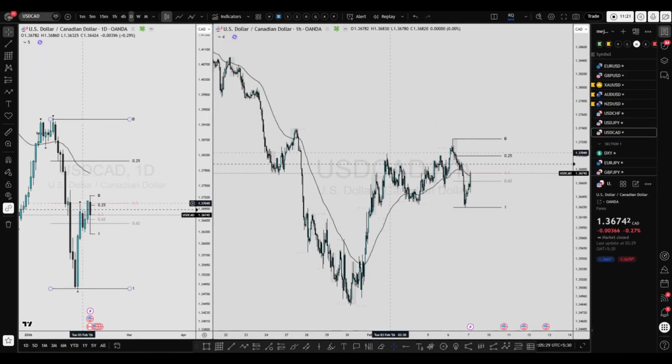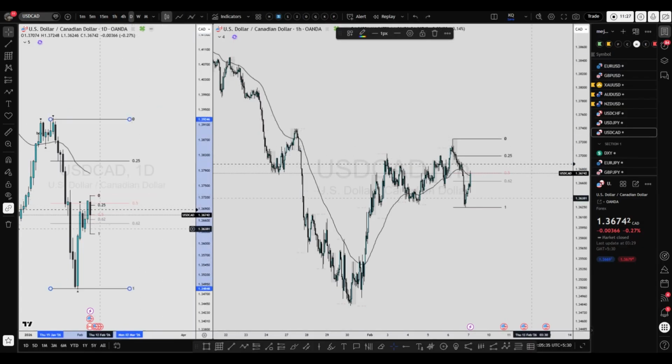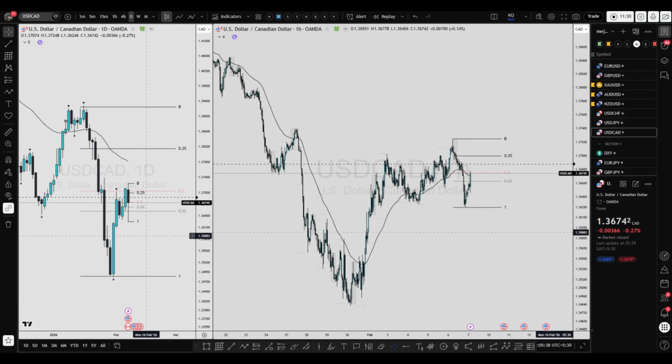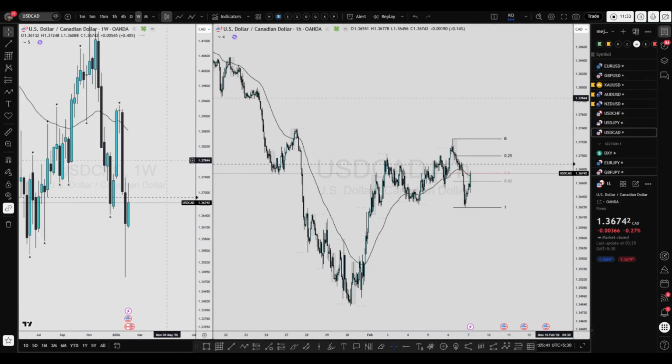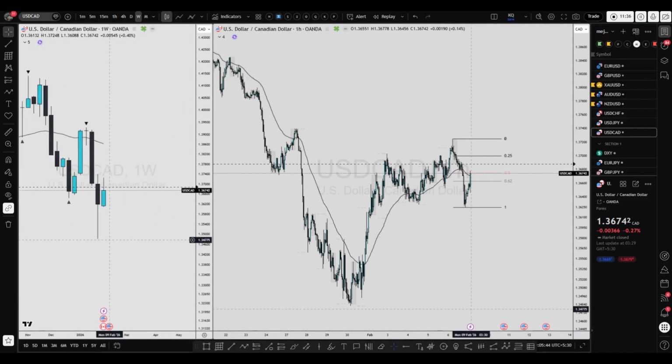USD CAD, we are beautifully dropping from 30, the equilibrium price, a discounted price level. Okay, and we can start looking for shorts. Let's see what's going on in the weekly chart. The weekly bias is definitely not lining up.